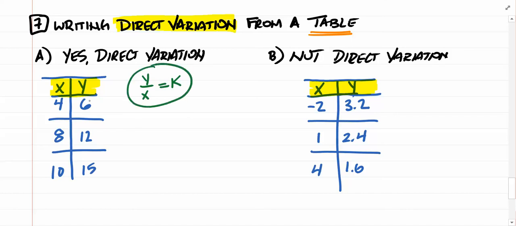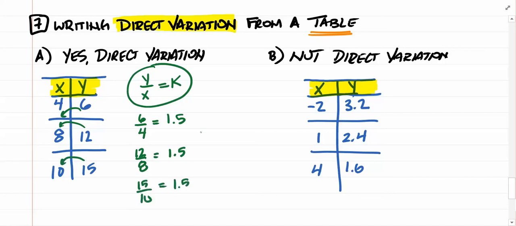So here's what we're going to do. We're going to take every y value and divide it by every x value. So I'm going to take 6 divided by 4, and I'm going to get 1.5. I'm going to take 12 and divide it by 8, and I'm going to get, again, 1.5. I'm going to take 15 and divide it by 10, and I'm going to get 1.5. So because I get 1.5 every single time, the answer is yes, it does represent direct variation, and guess what? 1.5 represents the k value, the constant of variation.